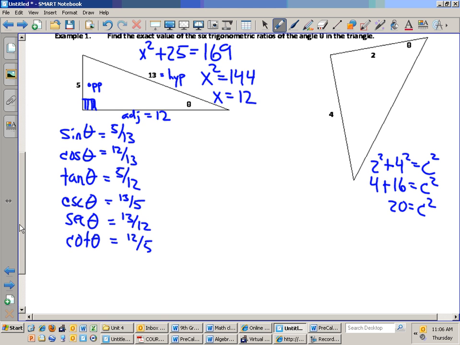20 is c squared. So c is the square root of 20. Can you reduce the square root of 20? So c is equal to 2 square roots of 5. Now, before I list all the trigonometric ratios, we'll list them, then we'll actually find them.